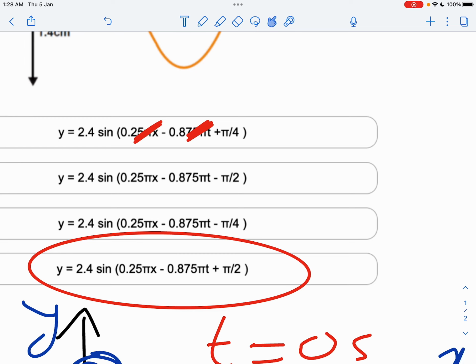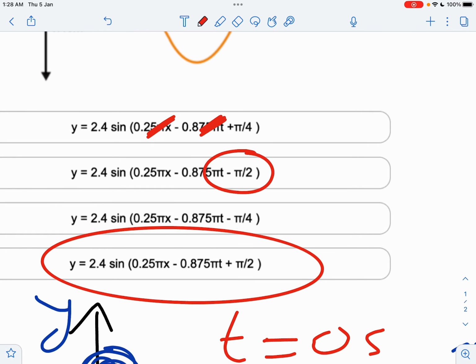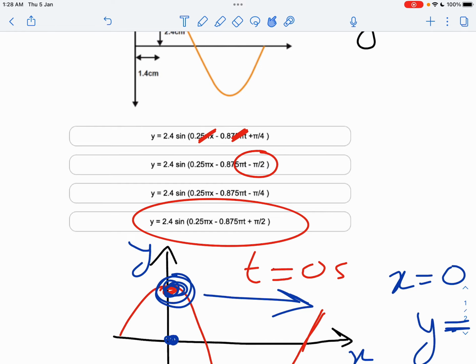If you choose the second one, it's sine minus pi by 2. Sine minus pi by 2 is minus 1. So this means y is not at the maximum. Y will be below 0, at minus 2.4. So that's why the correct choice is the last one.